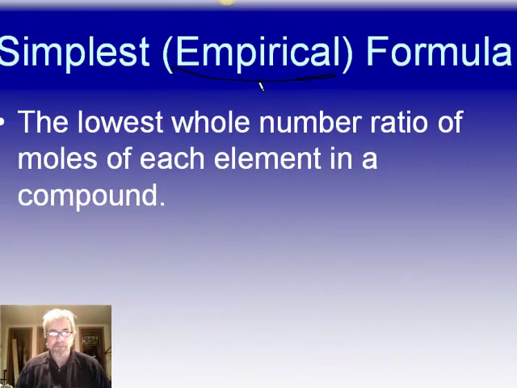The next concept we're going to explore is called simplest formula, or sometimes it's called empirical formula. And it's just the lowest whole number ratio of moles of each element in a compound. Sometimes this really is the formula, sometimes it's not, and it's just related to the formula. How do you get it?